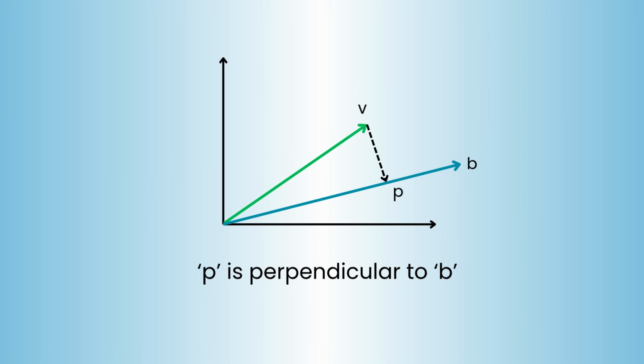And the fact that it's the closest point gives us one crucial clue. The line connecting the projection p to the original vector v must be orthogonal to the direction of b. Let's call this connecting line the error vector e. So e equals v minus p.